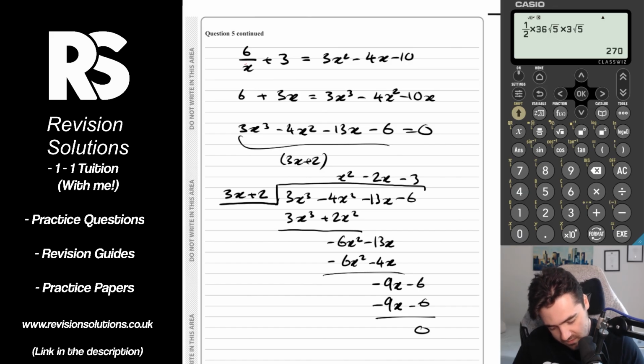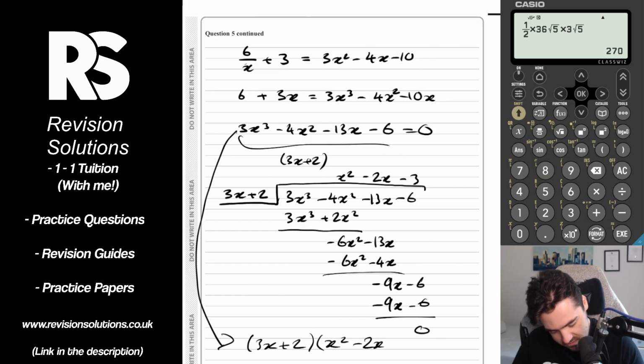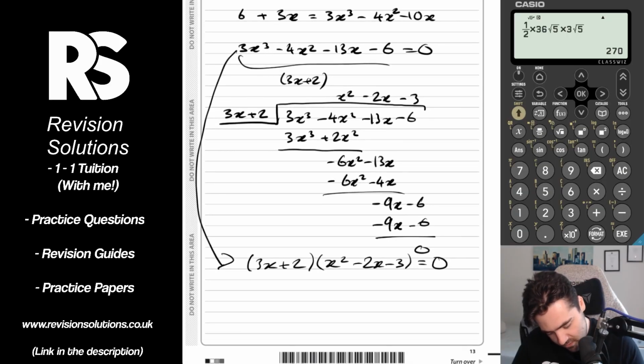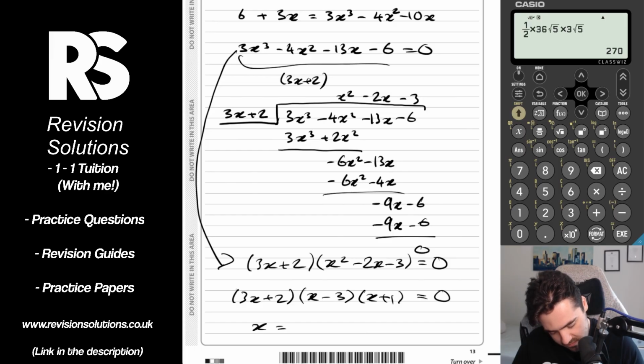So now we know that we could factorize our original equation. It is going to be 3x plus 2 times x squared minus 2x minus 3, and that's equal to 0. And then we've got a quadratic that we can pretty easily factorize. So it's going to be x minus 3 and x plus 1. So our solutions, we have the one we were given, minus 2 over 3. We have 3, and we have minus 1.